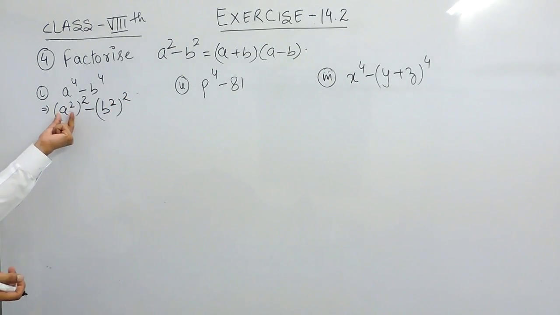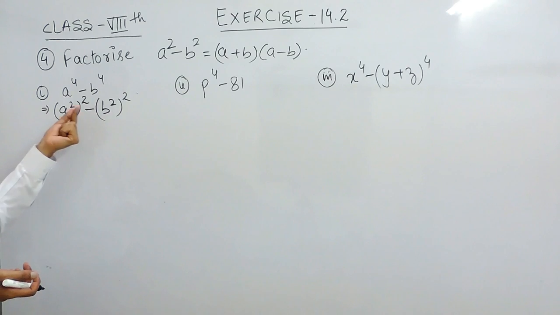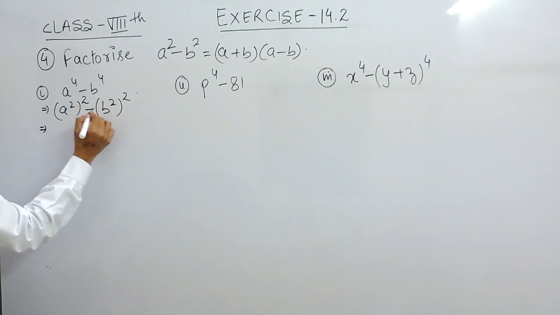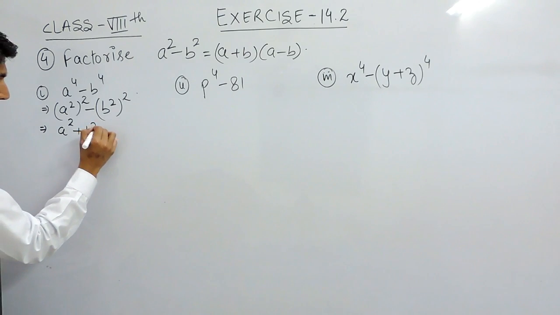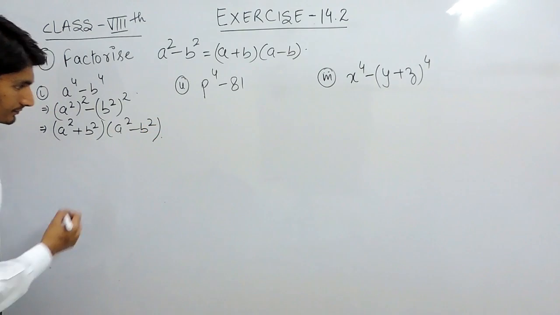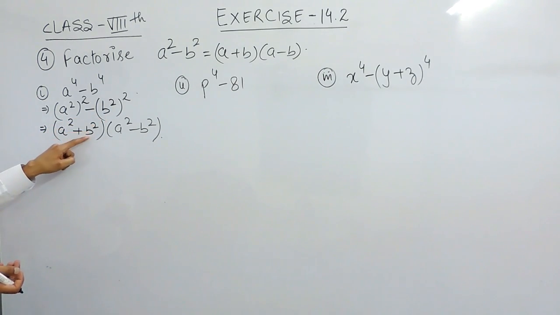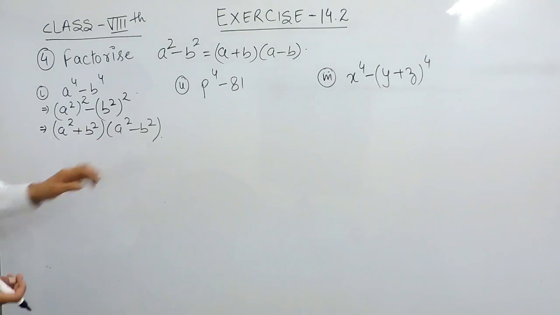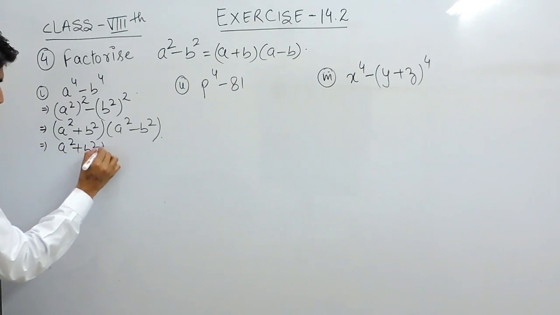Now we have our a square, our b square, and our a here is a square and the second term is b square. And we know that a square minus b square is equal to a plus b and a minus b. Because a is a square, in place of a we have written a square. Our b is b square, so in place of b we have written b square. And similarly in this case also. Again, this will remain as it is.